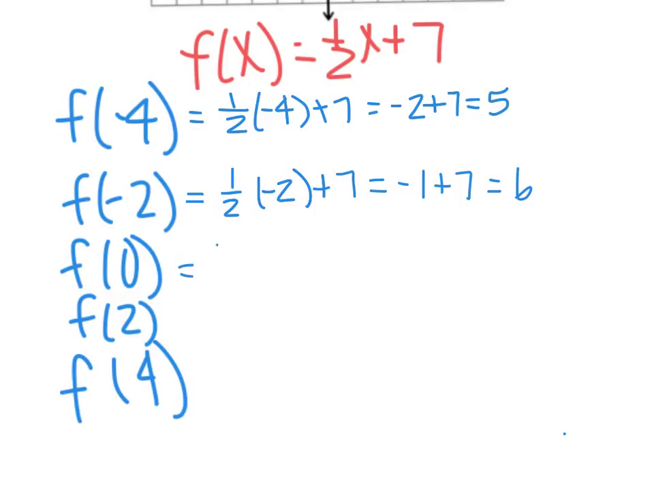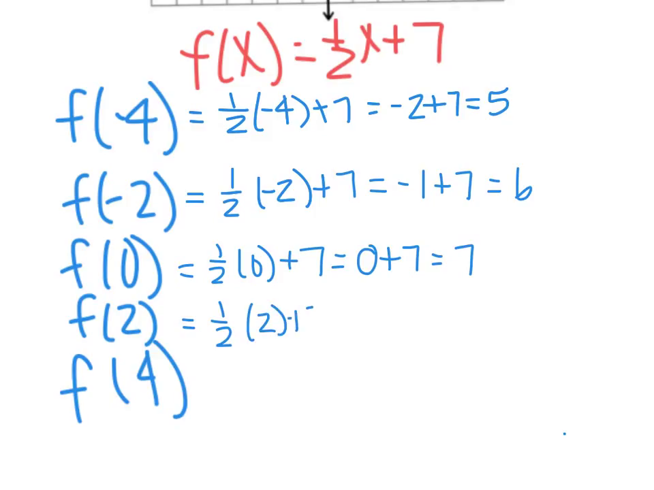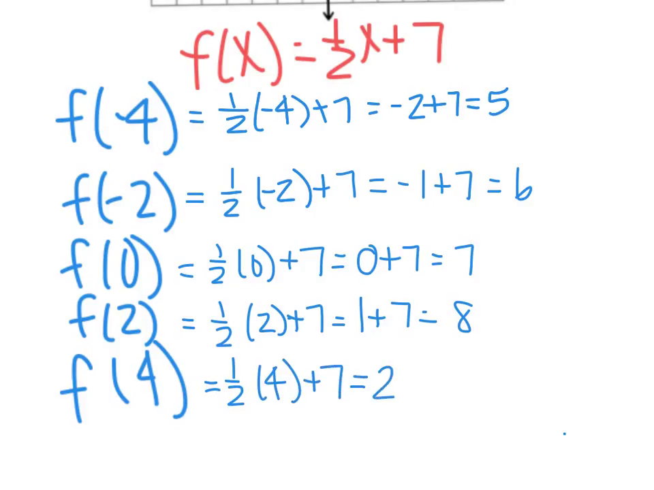We have f of 0, so we're going to rewrite it 1/2, parentheses 0, 1/2 times 0 plus 7. Well, 1/2 times 0 is 0, and 0 plus 7 is 7. I'm going to plug in 2, so 1/2 times positive 2 plus 7. 1/2 times 2 is 1 plus 7, and 1 plus 7 is 8. And lastly, 1/2 times 4 plus 7. 1/2 times 4 is 2, and 2 plus 7 is 9.